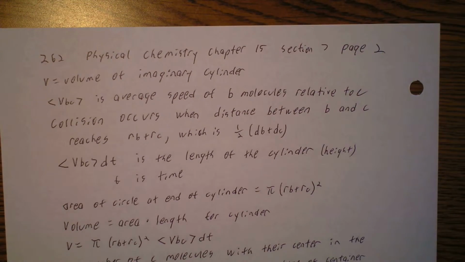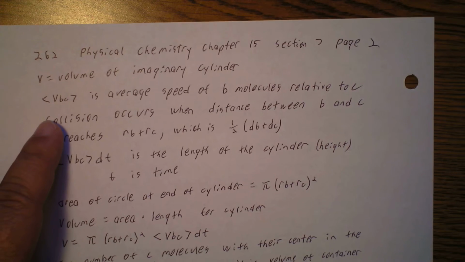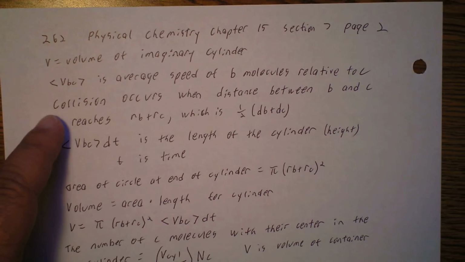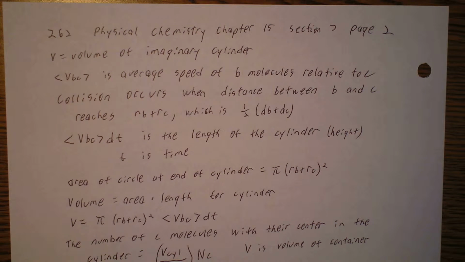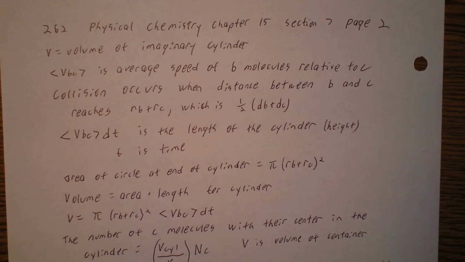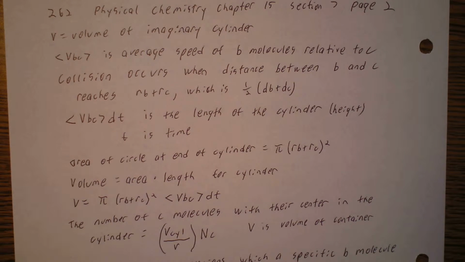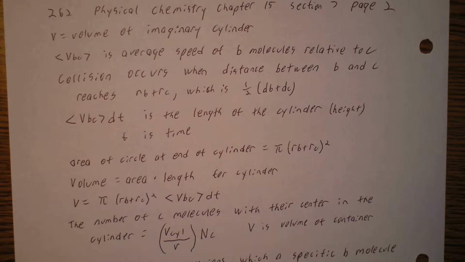Now we're going to have capital V for the volume of this imaginary cylinder. And then we're going to have the average speed, v sub BC. That's the average speed of B molecules relative to the C molecules. Now a collision occurs when the distance between the B and C molecules gets within this range of R_B plus R_C, which of course is half of the diameter of B plus the diameter of C. So the average speed of BC times dt, that's the length of the cylinder. Speed times time is distance. Lowercase t, of course, is time.